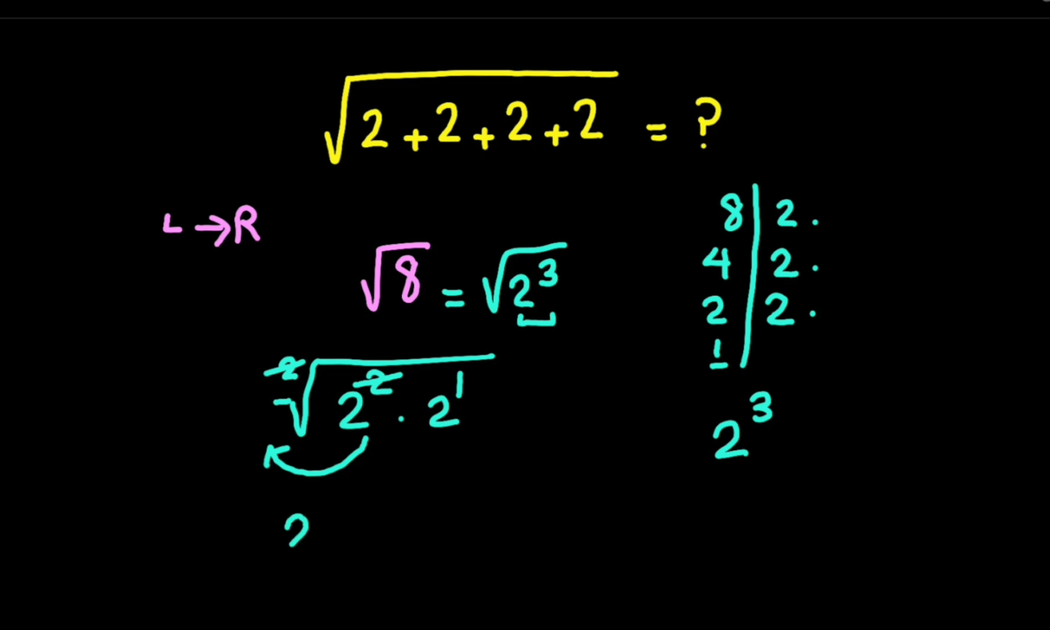So we have 2 outside the radical and this 2 to the power of 1. So the final answer is 2 radical 2.